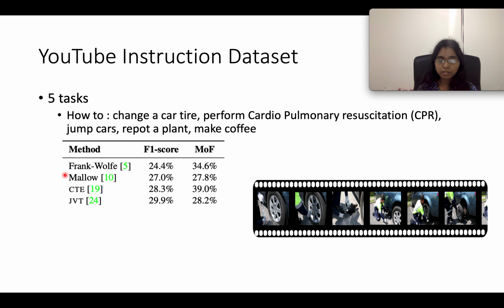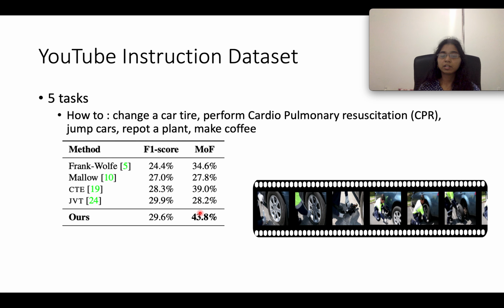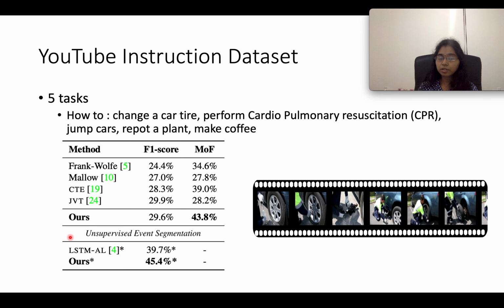So, here are the unsupervised state of the art approaches which report results on the YouTube Instructions data set, and we show that our method, with a competitive F1 score, shows a 4% improvement over state of the art, indicating that our method also works well in a generic setting where there is no recipe given to a participant, but it is still able to model the relationships. Even for the task of unsupervised event segmentation, our method shows around 6% improvement over state of the art, indicating the robustness of our approach for this task.